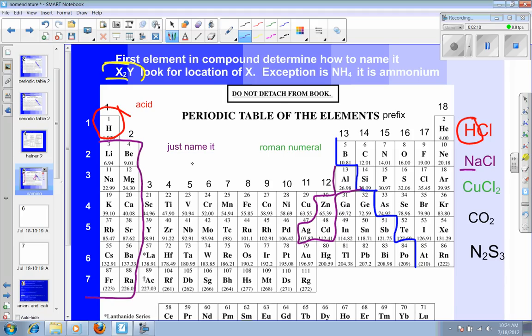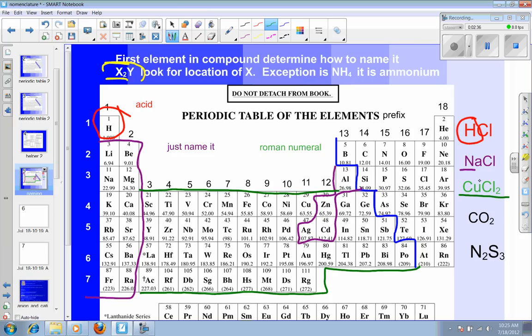Now this middle section is a little harder to deal with. The middle section that has multiple oxidation states requires a Roman numeral. That Roman numeral represents the oxidation state. It's not how many elements are in the compound. A big mistake people make all the time is giving me the Roman numeral as how many elements. This is not copper Roman numeral 1 chloride. It is actually copper Roman numeral 2.